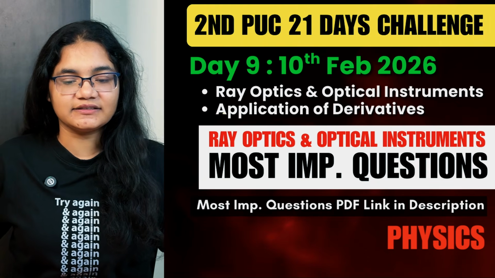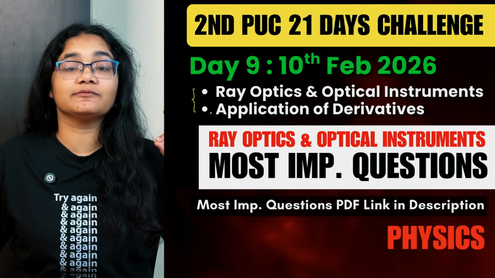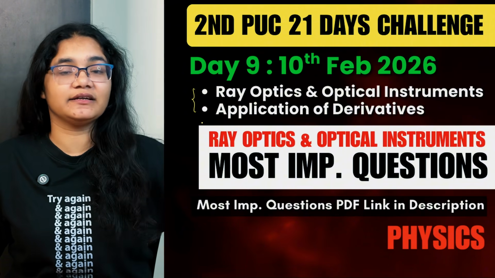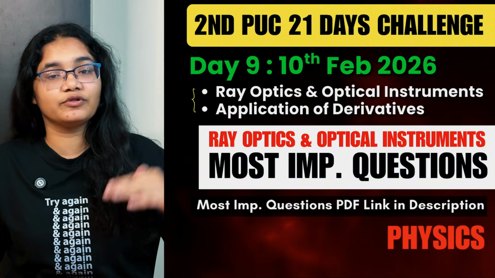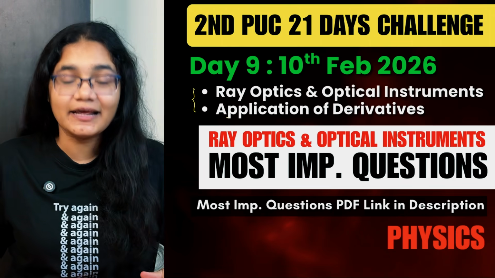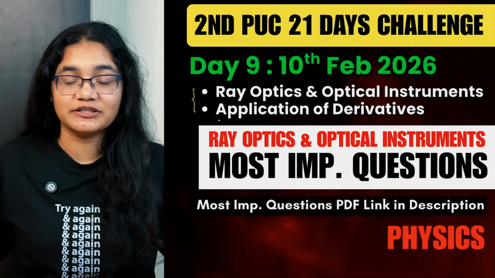As part of today's challenge, I have given you two chapters for homework: Ray Optics and Optical Instruments from Physics, and Application of Derivatives from Mathematics. You need to revise these two chapters and practice the most important questions from the PDF I have provided. The link is in the description section. You can click on the link, go to the page and download the most important questions PDF if you haven't yet, and then practice these important questions definitely.